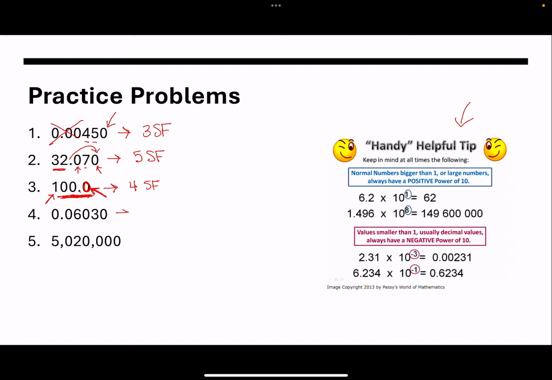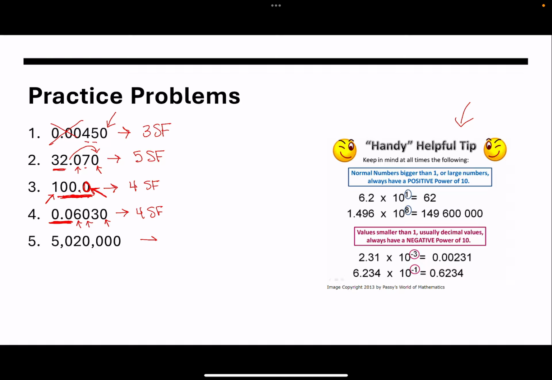Here, if you said 4 sig figs, you were correct. These first 2 zeros are just to tell us where the decimal is. The significant numbers start here with this 6. This is significant because it is in a 0 sandwich. And this is significant because it is after the decimal point, to the right of a decimal point.